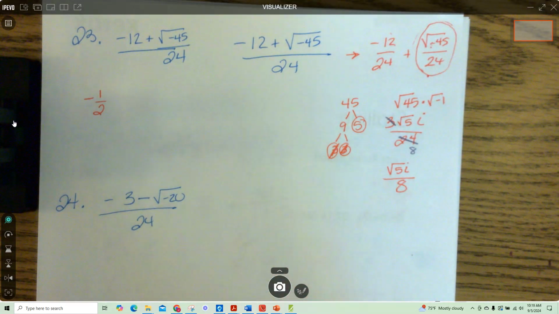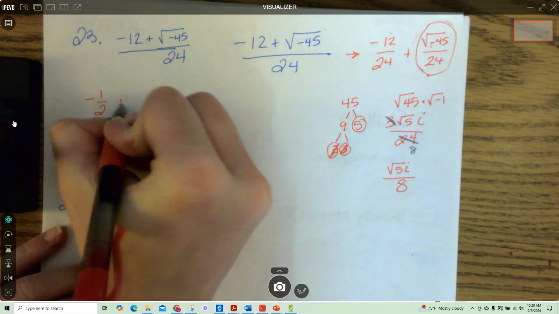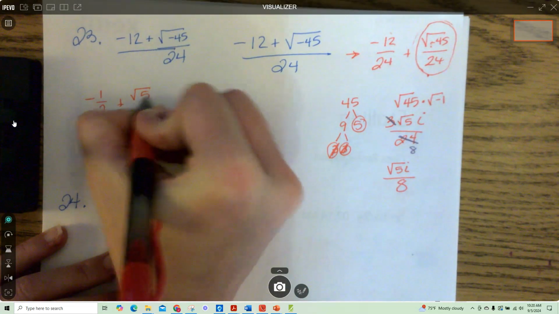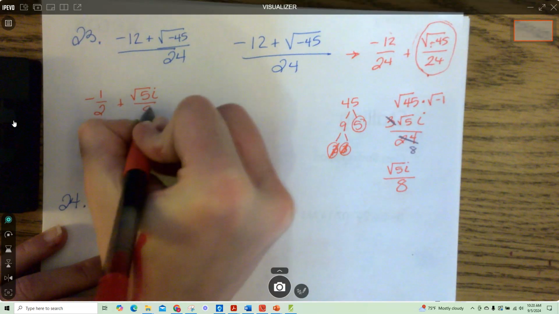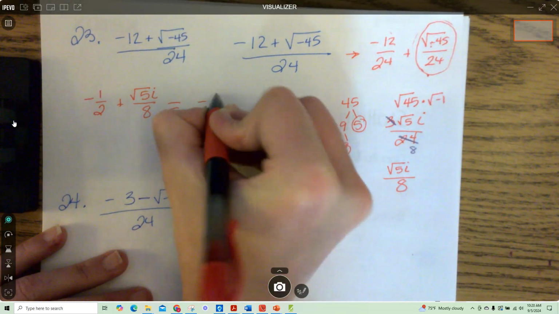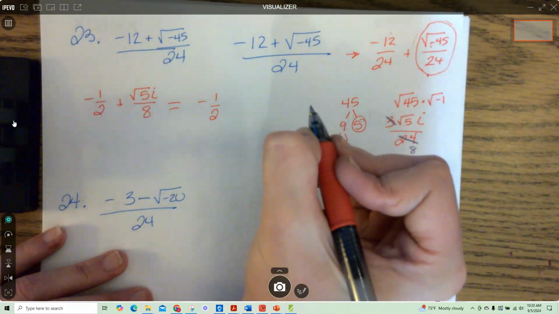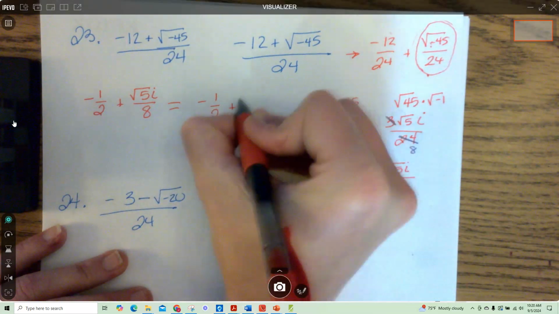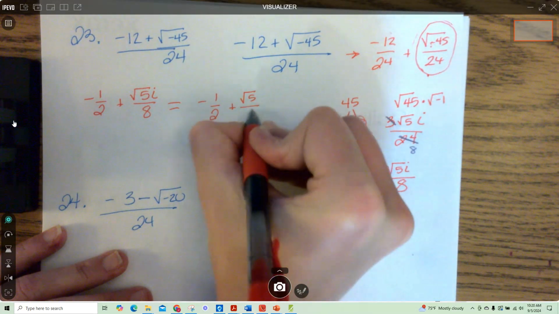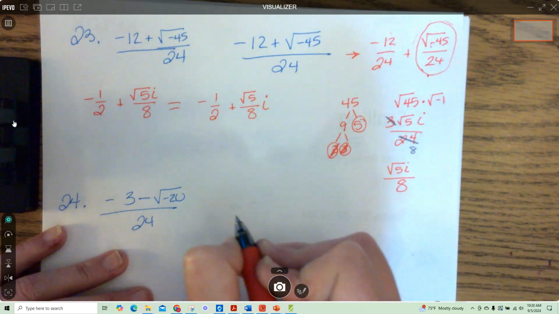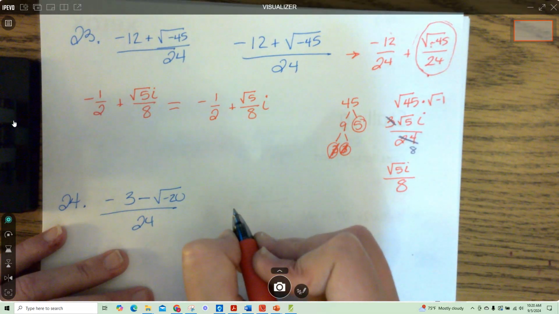Again, I don't know how he's going to want this. So if I was going to write this, you've got two options here. Negative 1/2 plus the square root of 5 over 8. I think that may be your best option.